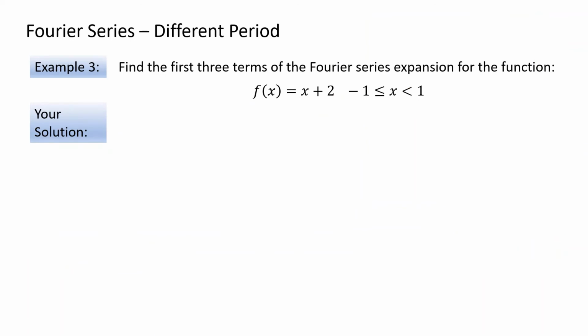All right, example 3, which is our last example for this lesson. Find the first 3 terms of the Fourier series expansion for the function f of x equals x plus 2, negative 1 is less than or equal to x is less than 1.